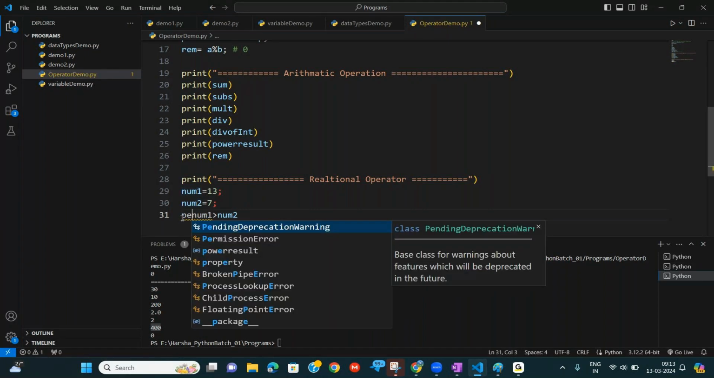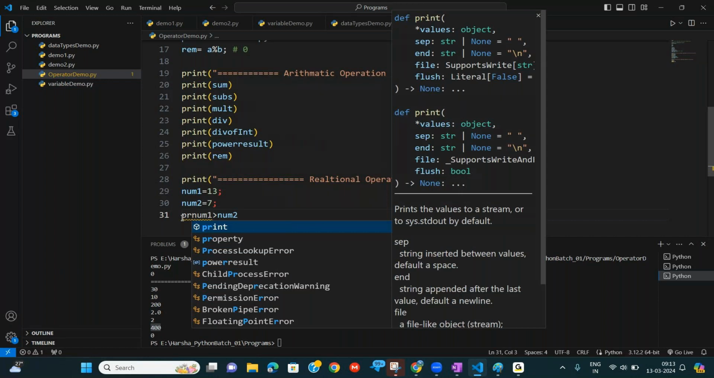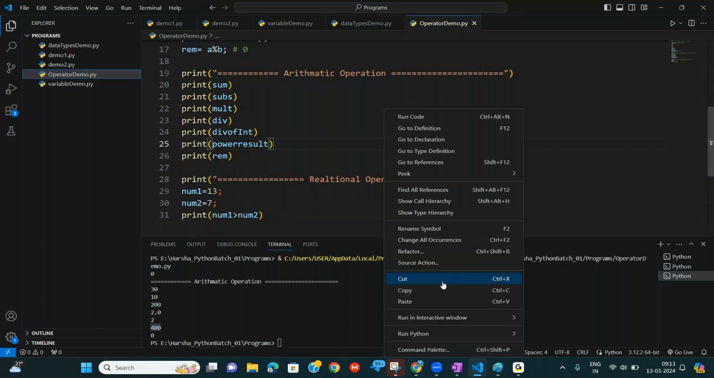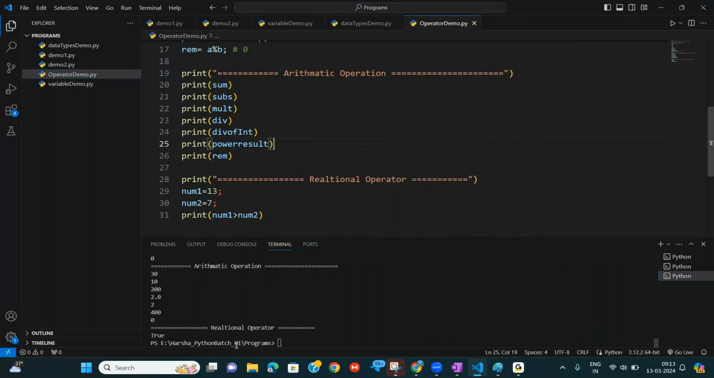So if I try to print it, it will give me a true value. See, it gives me true. Yes, relational.